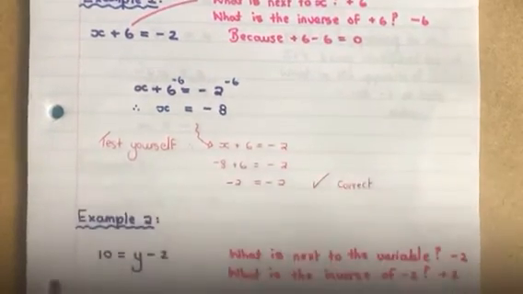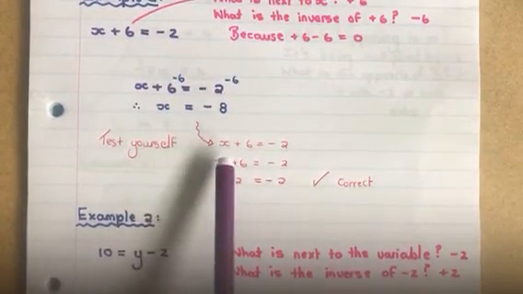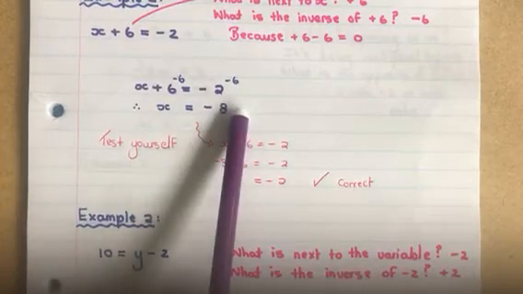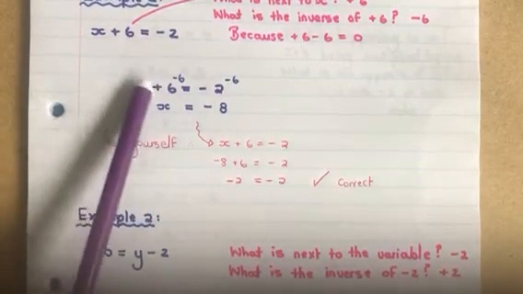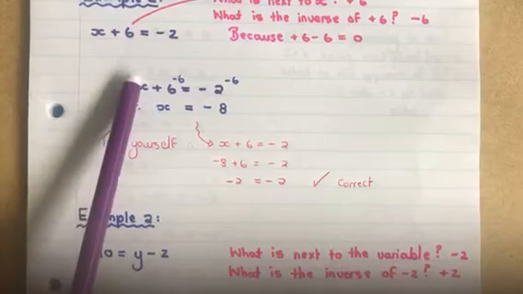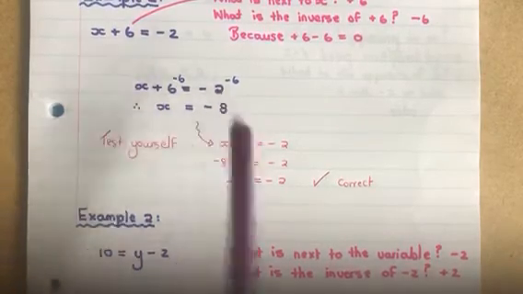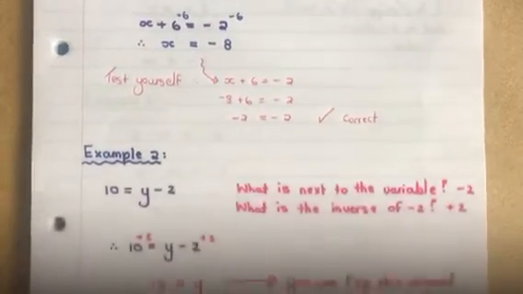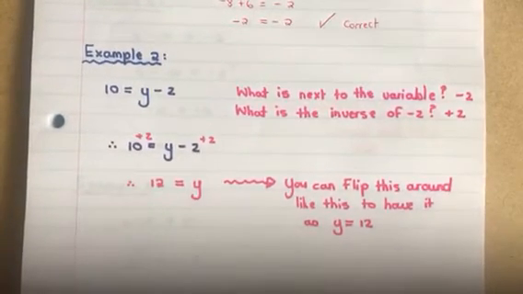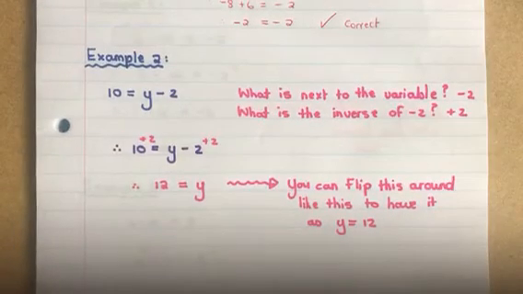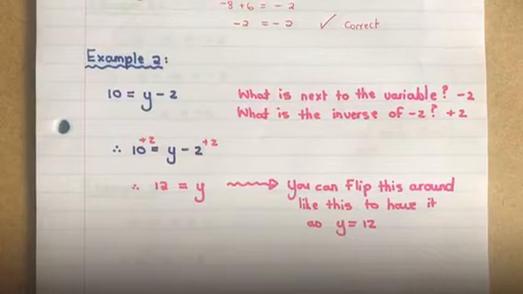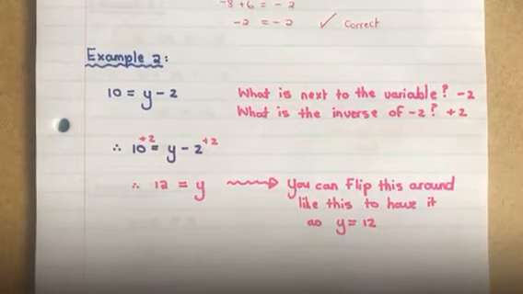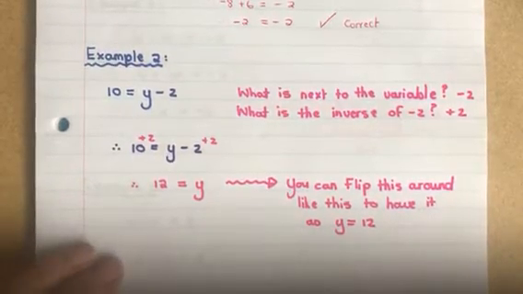And you can always test yourself. You can say, okay, my answer was negative 8. So if I put in the x value negative 8, minus 8 plus 6 gives you negative 2. So you can see that your answer is correct. So you can actually test all your answers by inspection. You can even mark your own test when we give it to you.